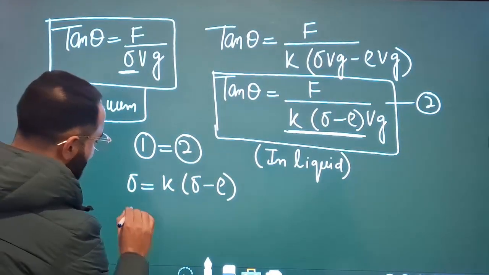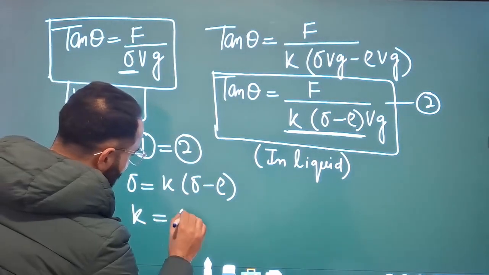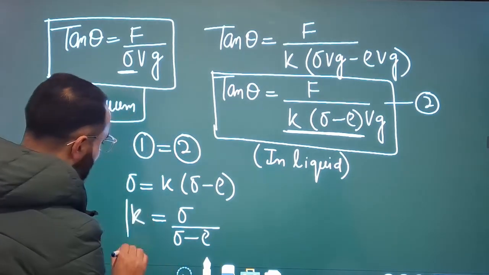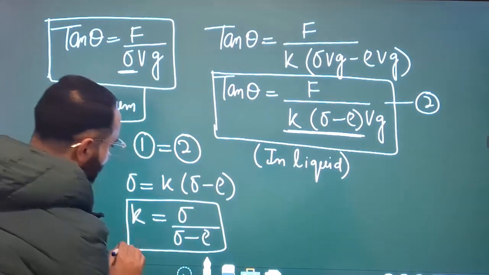Now can you tell me what is the dielectric constant? That's obviously equal to sigma divided by sigma minus rho. This is the answer to the problem.